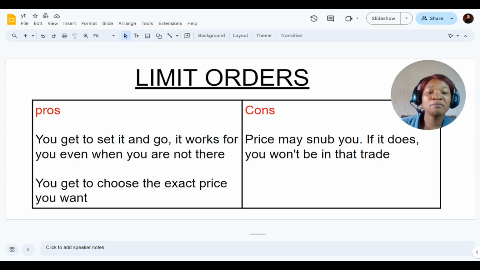So if price doesn't get to your point, it means that you won't be in that trade. If price snubs you, you will not be in that trade. If price doesn't get to your zone and you're not online, even if there's another opportunity for you to get into the market, you wouldn't see it. Price may snub you and you will not even be in that trade at all.